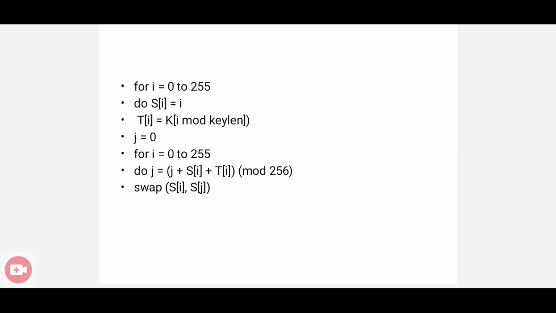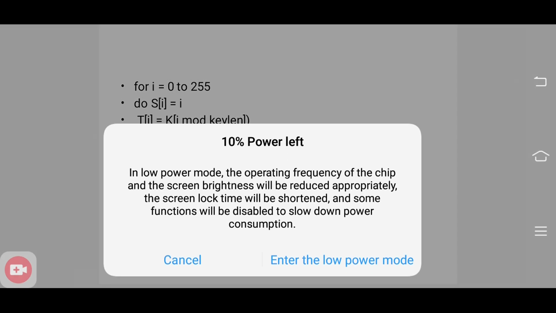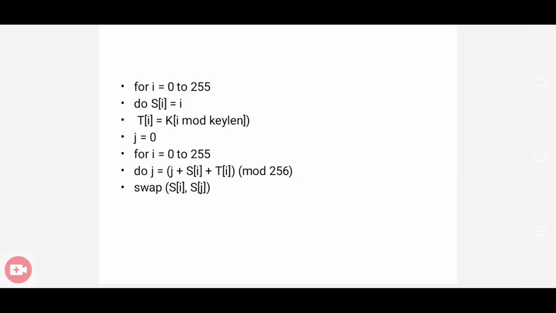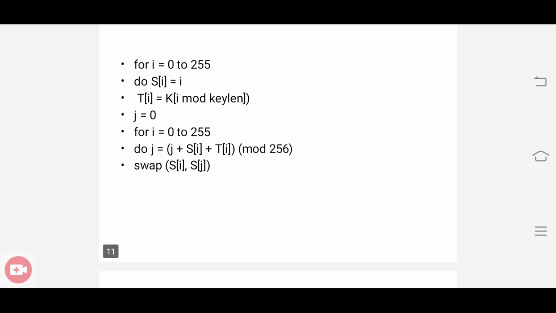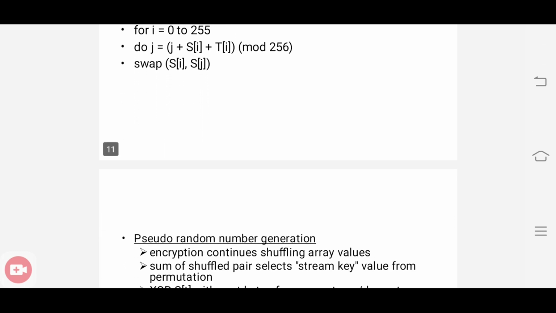Then at last we swap the two values, S[i] and S[j]. That is actually the permutation process. So the key scheduling algorithm has two parts: initialization of the state vector as well as the initial permutation. We are shuffling, or permuting, that state vector. Clear? This is the first part of the RC4 algorithm.